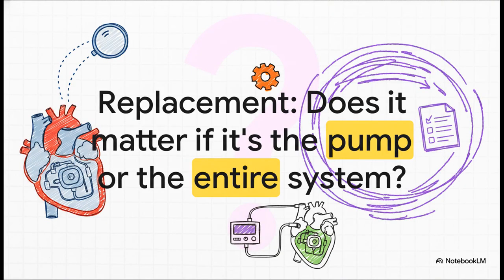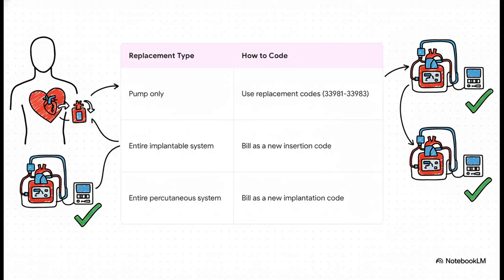This is another huge question, because VADs aren't just one single thing, right? They're systems. And the answer here completely changes how you're going to code it. You've got to read that op report so carefully to figure out exactly what was taken out and what was put back in. This table right here is your ultimate cheat sheet for replacements.